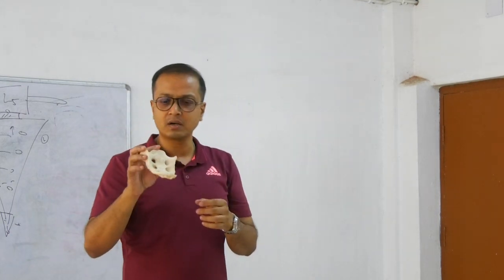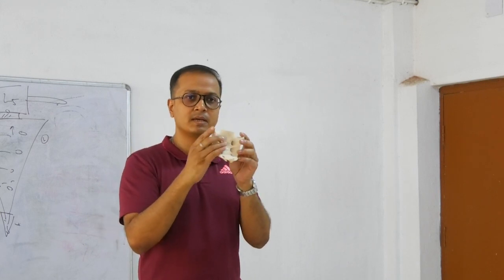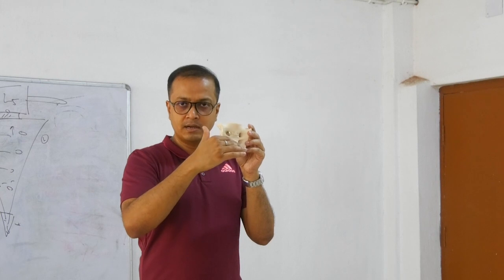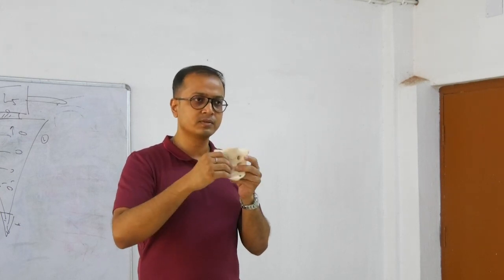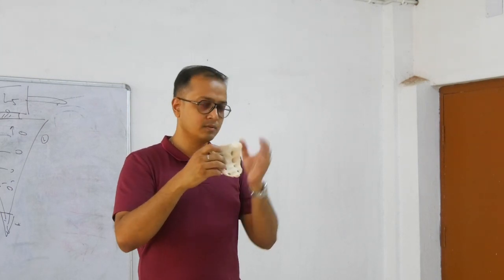So again, the parts of this bone are the base, apex, and lateral mass, and the surfaces are anterior or ventral, and dorsal or posterior. And in between these surfaces we have these particular foramina, which we call the sacral foramina. Alright?